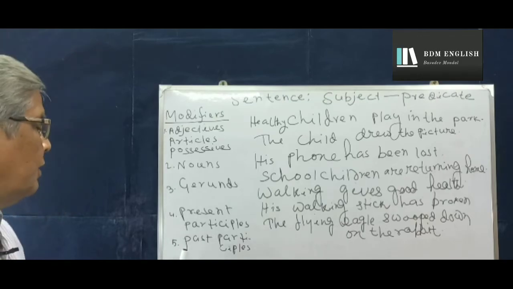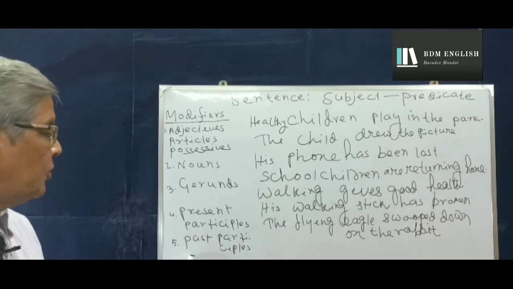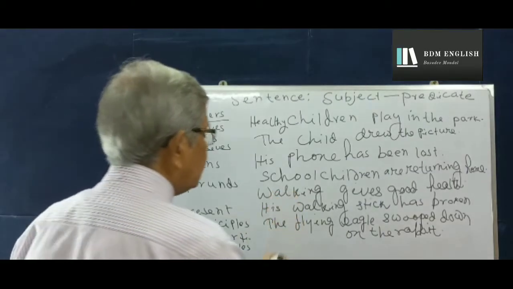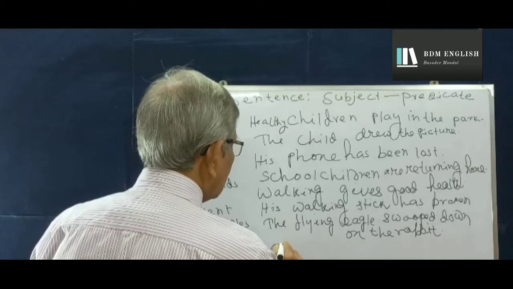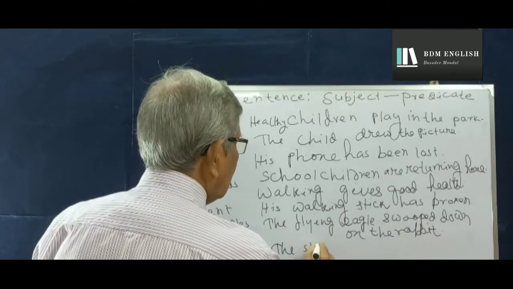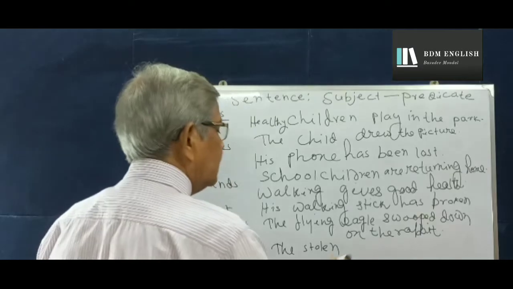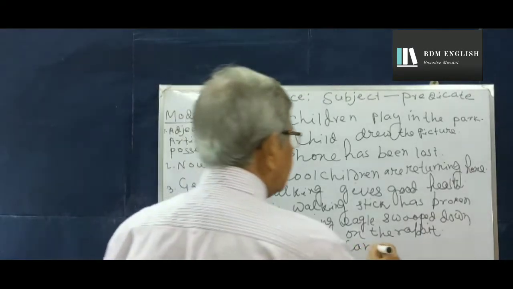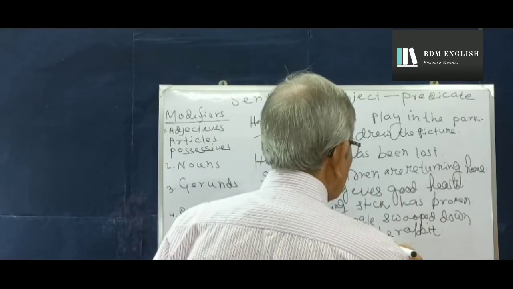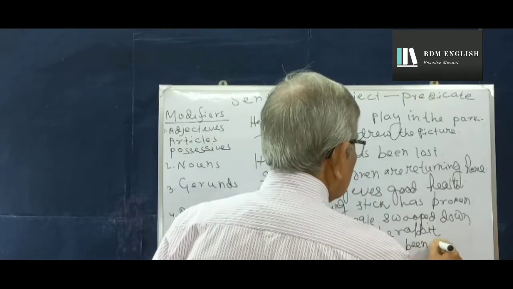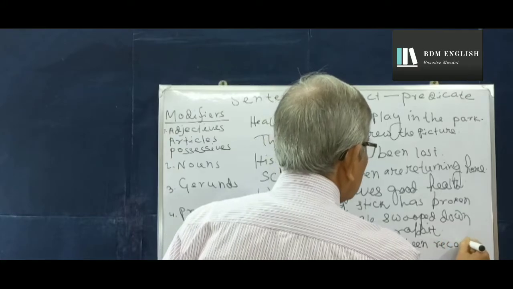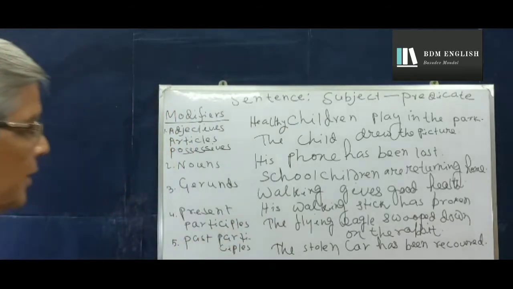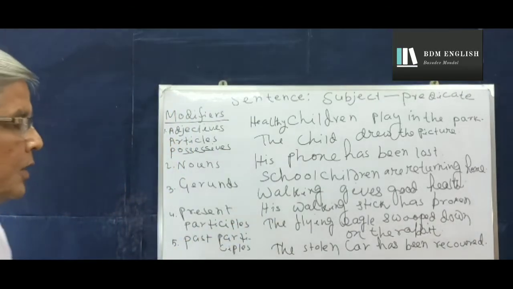The fifth category of modifiers consists of past participles. Let us take this example. The stolen car has been recovered.